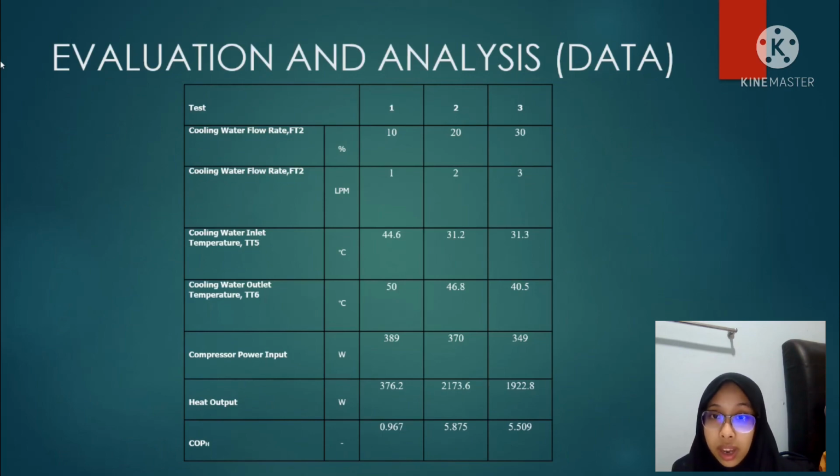Heat output for test 1 is 376.2 watt, for test 2 is 2173.6 watt and for test 3 is 1922.8 watt. And the last one is COP, which for test 1 is 0.967, for test 2 is 5.875, and for test 3 is 5.509. So that's all from me.